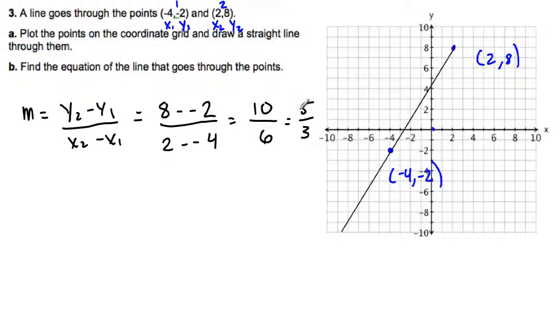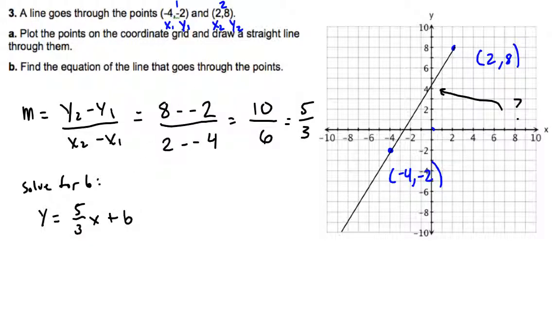So we found the slope is 5/3. We can guess that the y-intercept is about 4, but we're not completely sure, so we want to use a different technique on this one. To solve for b, we're going to write out our equation as best we know it right now. It's going to be y is equal to 5/3 x plus b. We know the slope is 5/3, but we don't know anything else.